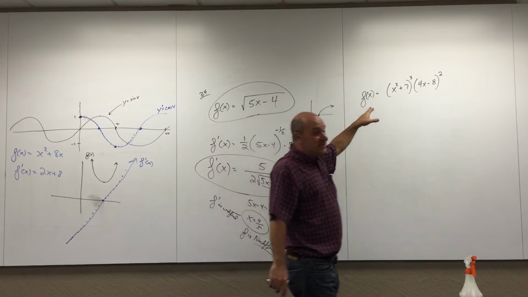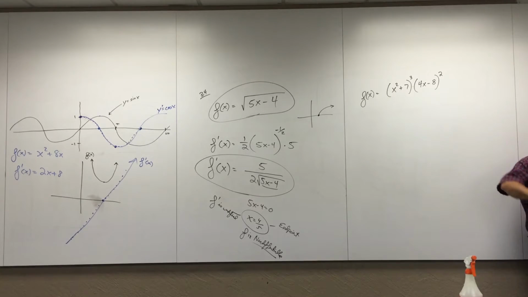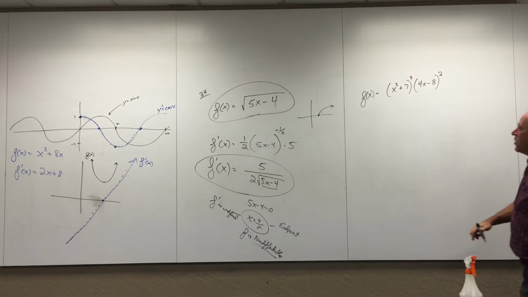Let's try this one. This is tough. What is this? Talk strategy to me. Product rule. Thank you, with probably some chain rule action going on. Yeah, product rule with chain rule action. I love it. So let's just calmly do it. Let's enjoy it.